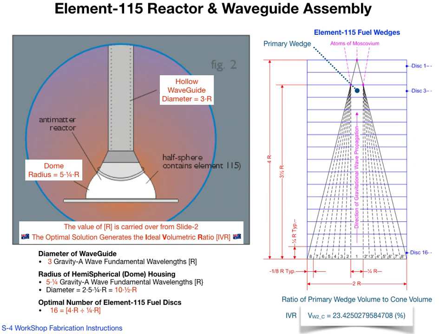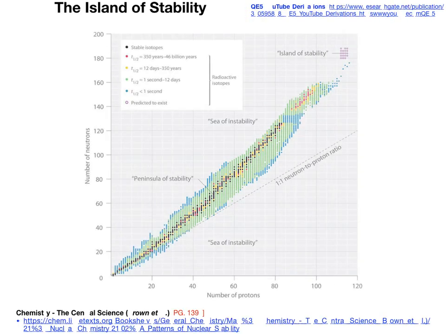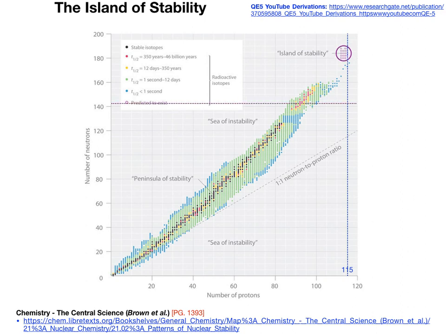Let's now have a look at what the ideal volumetric ratio, that is, the optimal solution we saw on the previous slide, buys us on a nuclear stability diagram. By enforcing the ideal volumetric ratio, whilst satisfying the Lazar primary wedge mass requirement of 223 grams, we're able to identify two potential element 115 isotope candidates.